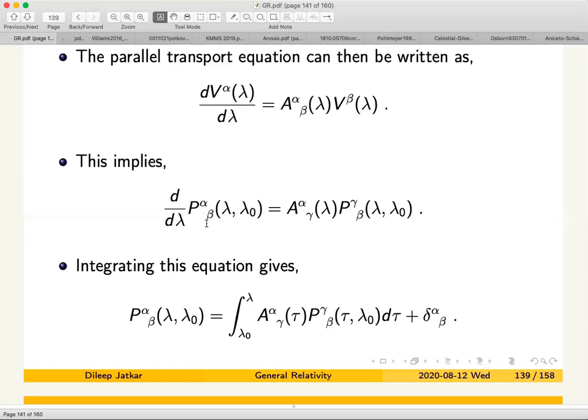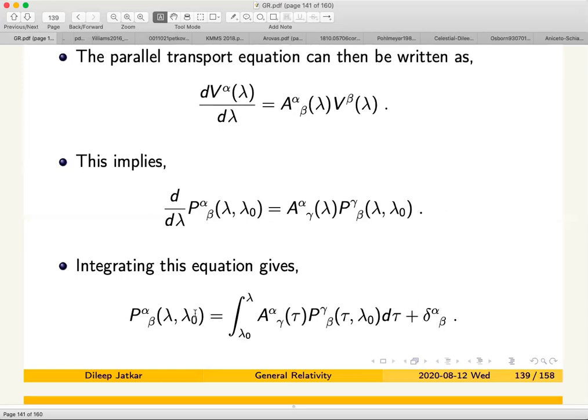Because you're not really doing anything. You're not moving the vector along anything, so that should give you the vector back. That tells you that if this integral is from lambda naught to lambda naught, which would just mean that this integral vanishes, in that case p should be just 1. So that is the boundary condition that the parallel propagator has to satisfy.